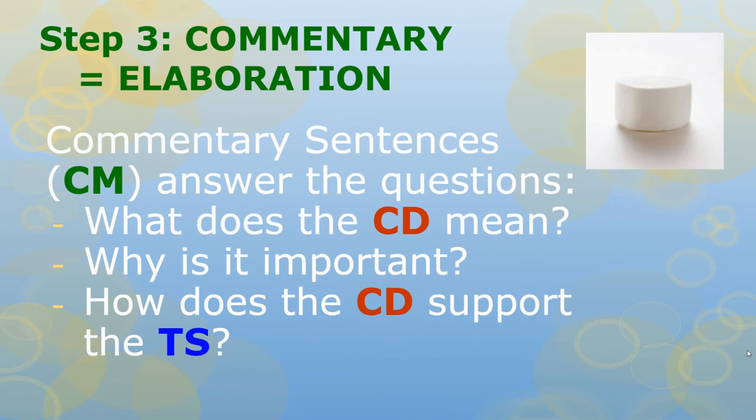So to help you with this, sometimes it is useful to think of these questions. Commentary sentences can be answering what does the concrete detail mean? Like how can you put it in your own words and explain it clearly? You can talk about why is it important? Why is this evidence important? Why is the claim we're making important? And it can also answer how the concrete detail supports the topic sentence. So this is where we make it all stick together, right? Make it very clear why we chose that particular piece of evidence as support.